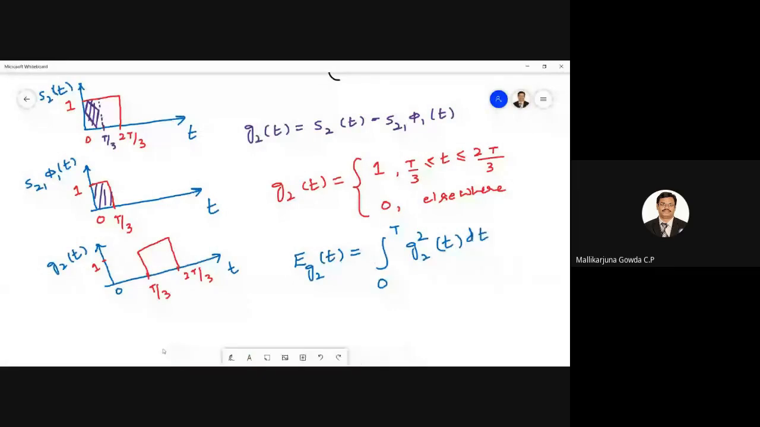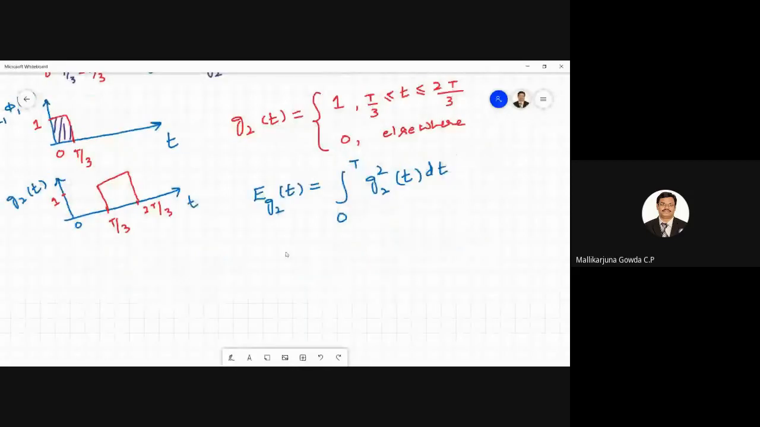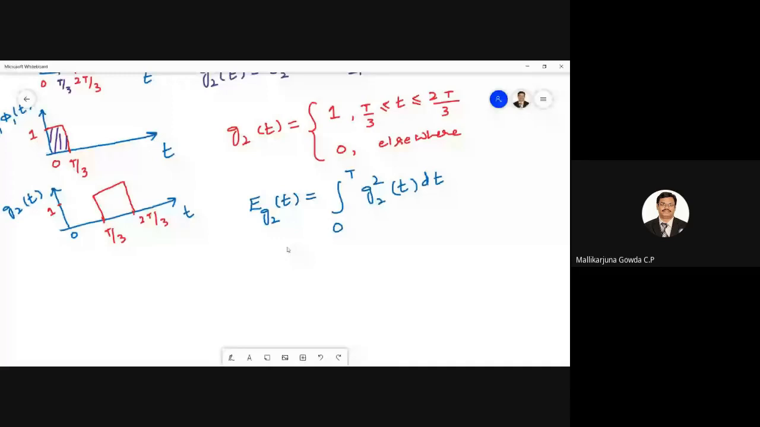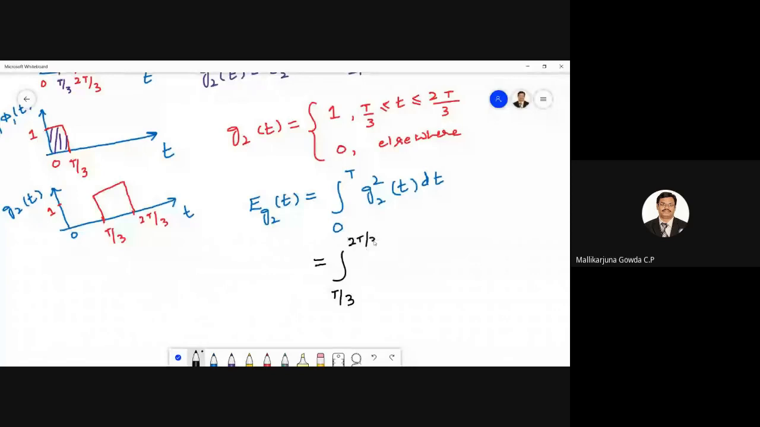Okay, so now do you think that G2 of t exists for the interval 0 to t, or are the integration limits to be changed? T by 3 to 2t by 3. Yes. So here the integration limits are from t by 3 to 2t by 3. So the energy of the signal Eg2 of t will be equal to the integral from t by 3 to 2t by 3. The value of G2 of t is 1, right? So I can say 1 square into dt.